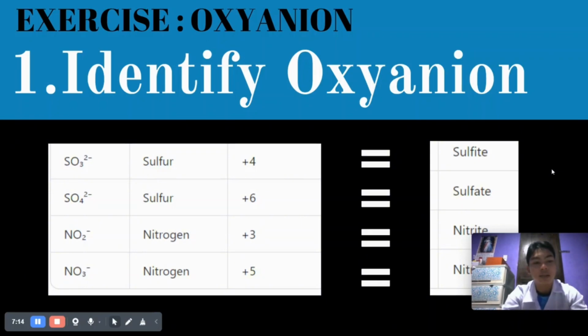Next one is the nitrogen, NO2-, with the oxidation of +3, it equals nitrite, which is the lowest. And then NO3-, which is +5, higher than +3, which is called nitrate.